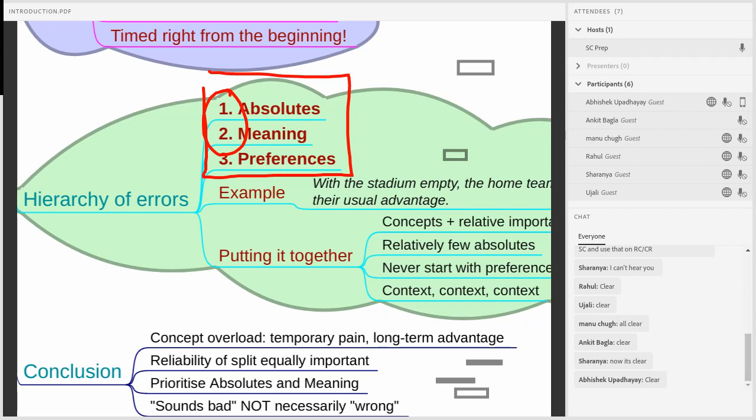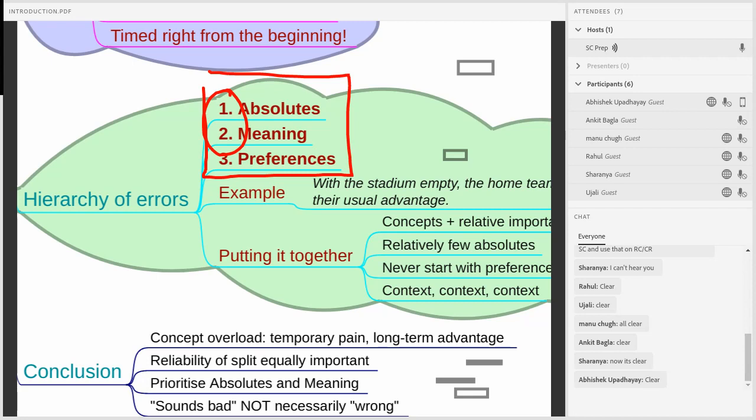Now, why have I written meaning below absolutes? The reason is very simple. It is easier to make mistakes with meaning. Imagine that you're reading a piece of text, right? And you're trying to understand what that person wants to say. Sometimes you're going to take the right decision, right? And the more you practice meaning, the more likely you will be to take the right decision. But there's always a slightly greater risk when it comes to meaning.